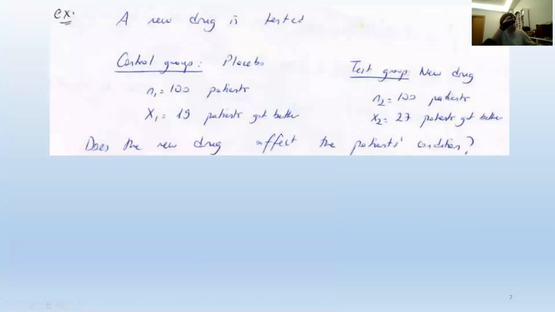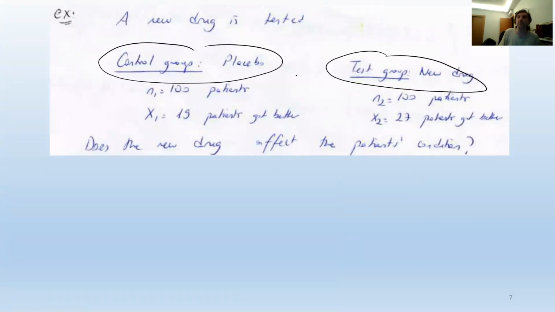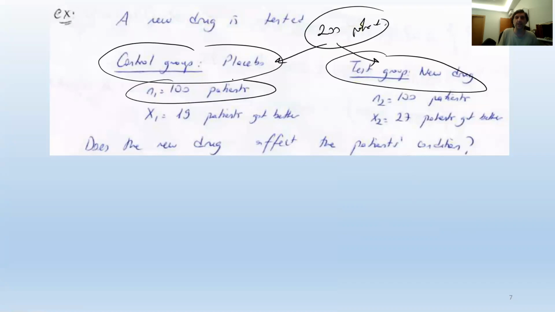Okay, so let's employ this technique on an example. A new drug is tested, and again, the formal procedure is we are going to have a control group of placebo and a test group with new drug. And here, let's say that at the beginning, we have 200 patients, and randomly, we select 100 here and 100 here.